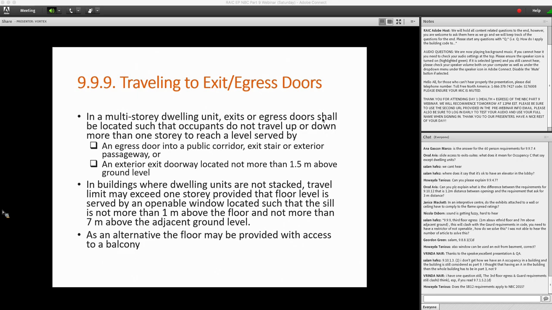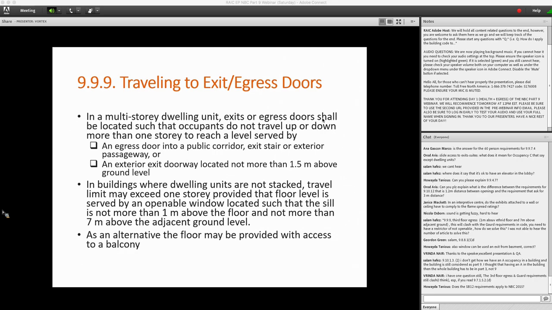And the travel distance from any point in the suite. So for instance, if you're on the 2nd story, you measure the travel distance from the remotest point on the 2nd story down the open stair to the exterior exit doorway. Then you can have open stairs serving the Group D or E building that conforms to these requirements in the code.